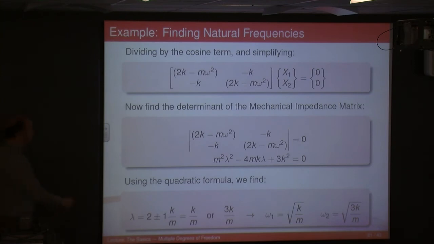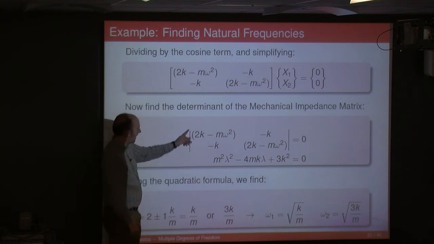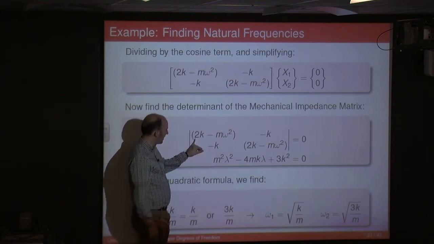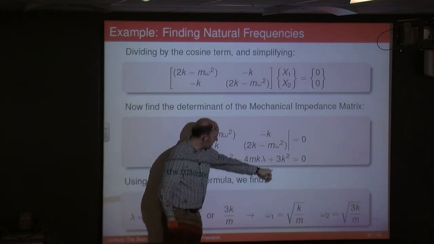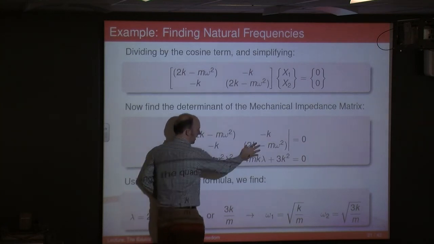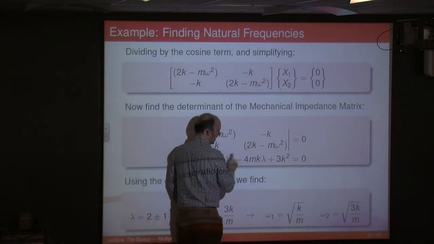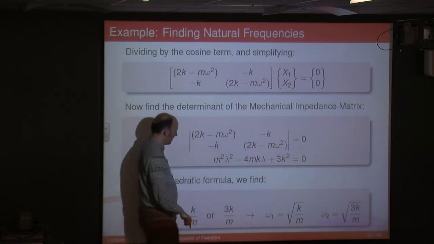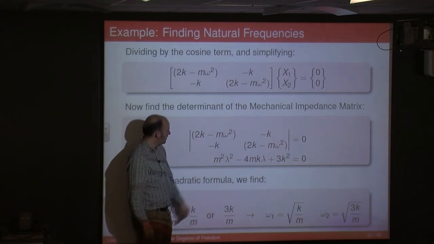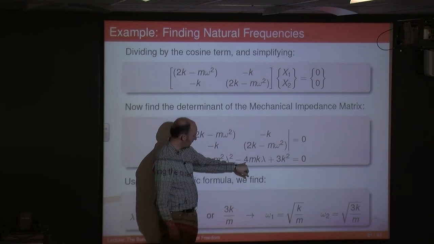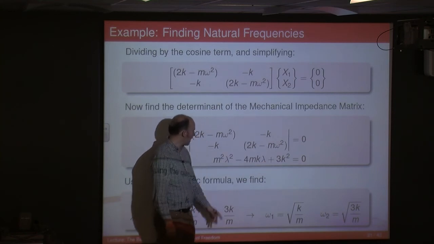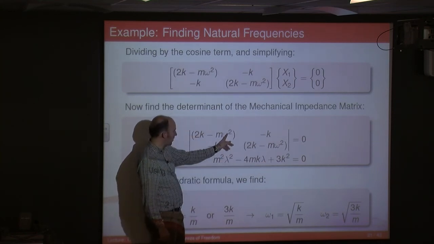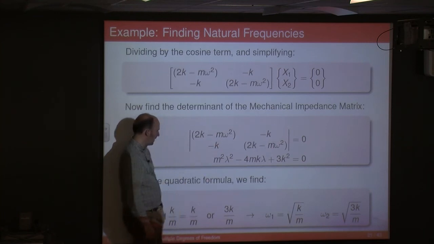So that line we had on the bottom gives us our mechanical impedance matrix. You take the determinant of this, so you end up with this as your solution. When you multiply this term by this term, minus this term by this term, you end up with this as your equation: m squared lambda squared plus 4, minus 4mk lambda plus 3k squared. What I've done is I've replaced the omega squared term by lambda.